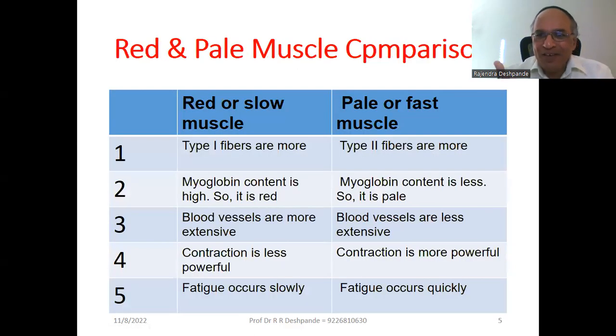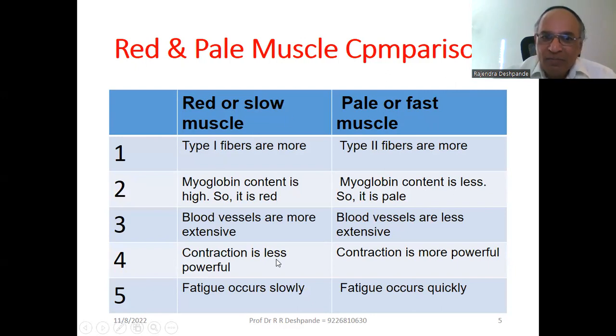Okay. Here is a ready-made chart for you for SAQ. Difference, comparison between the red or slow muscle, and pale or fast muscle, also called white muscles. Number one, red muscles contain type 1 fibers. White muscles contain type 2 fibers. Red muscle myoglobin content is high, so they are red. Myoglobin content is less, so they are pale.